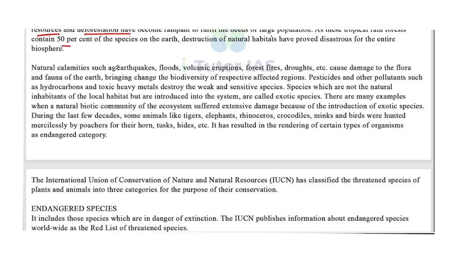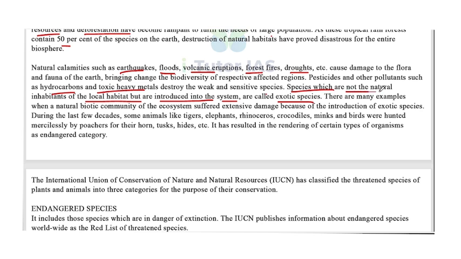Natural calamities such as earthquakes, floods, volcanic eruptions, forest fires, droughts, etc. cause damage to the flora and fauna of the earth, bringing change in the biodiversity of respective affected regions. Pesticides and other pollutants such as hydrocarbons and toxic heavy metals destroy and weaken sensitive species. Species which are not the natural inhabitants of local habitats but are introduced into the system are called exotic species.